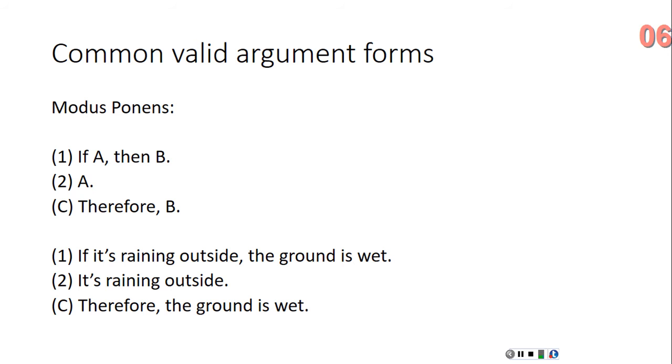So let's plug in some statements for A and for B. If it's raining outside, the ground is wet. It's raining outside, therefore the ground is wet. We plugged in it's raining outside for A, and the ground is wet for B. This is a valid argument form. It means that if the premises are true, the conclusion must be true. It's impossible for the conclusion to be false. This is due entirely to the structure of the argument. And the structure of the argument you can see in that top argument. The structure is this: if A, then B, A, therefore B.